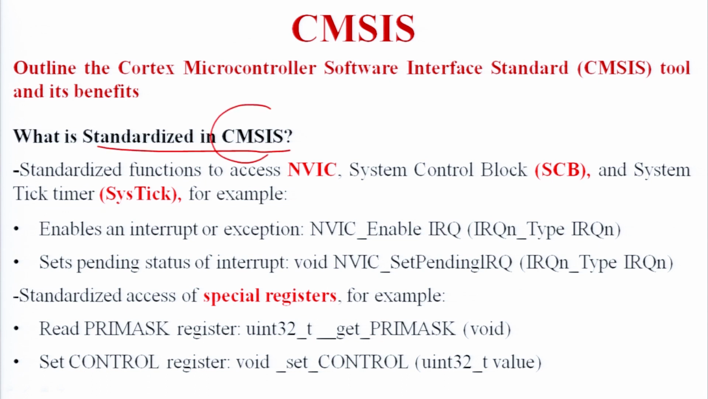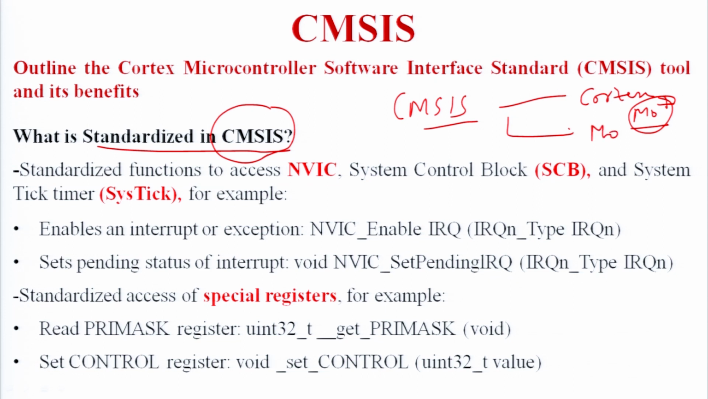What is CMSIS? Our next topic is what is standardized in CMSIS. What is the meaning of standardization? Standardization means we are using some standards in CMSIS. In the first slide I discussed that if we are using the CMSIS microcontroller platform, it is compatible with the Cortex M0 family. So if we are writing a program for M0 plus, it is compatible with M0 also, M5 also, M3 also, M7 also.